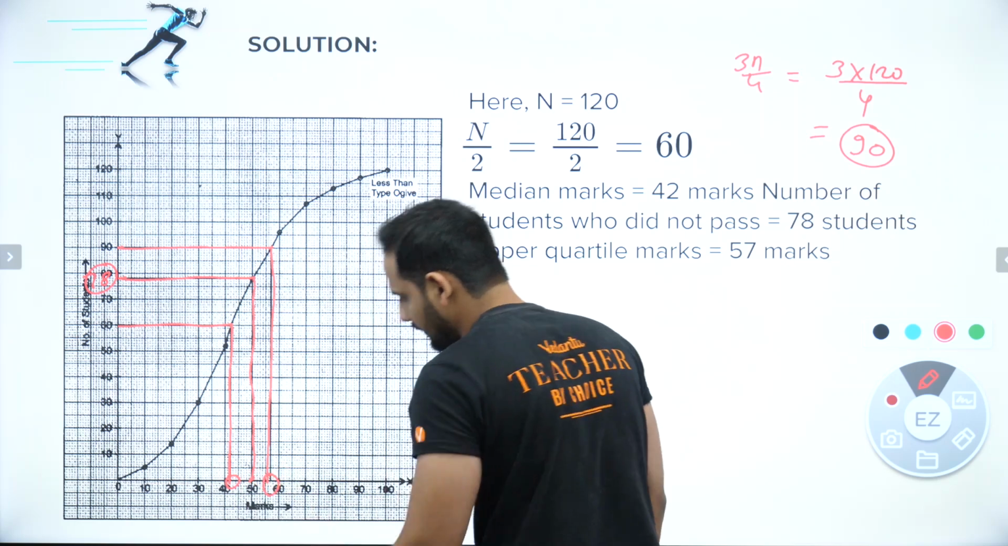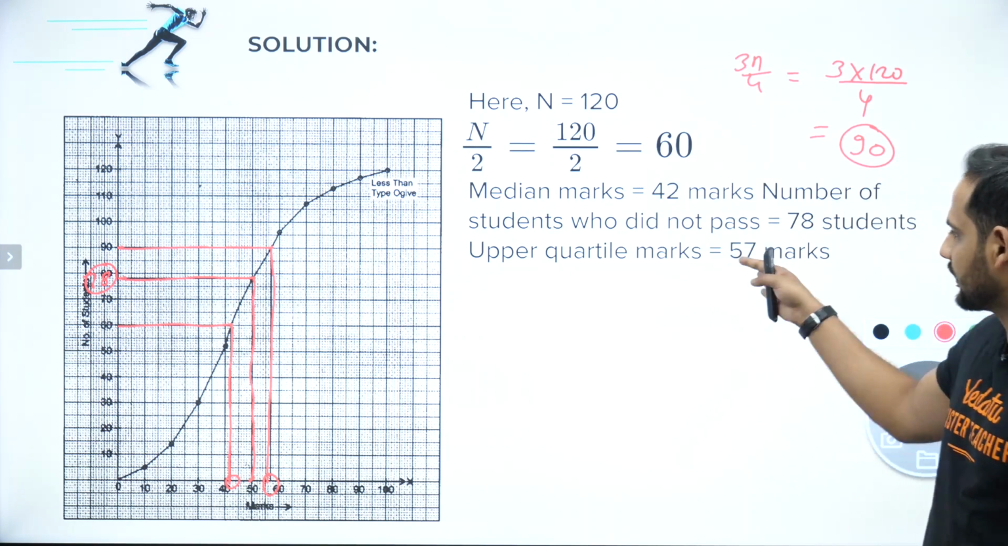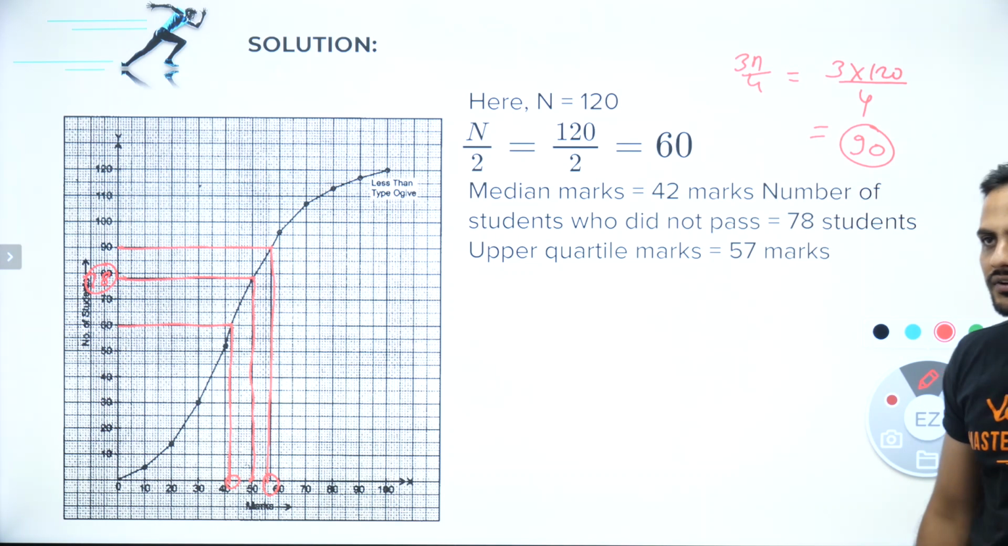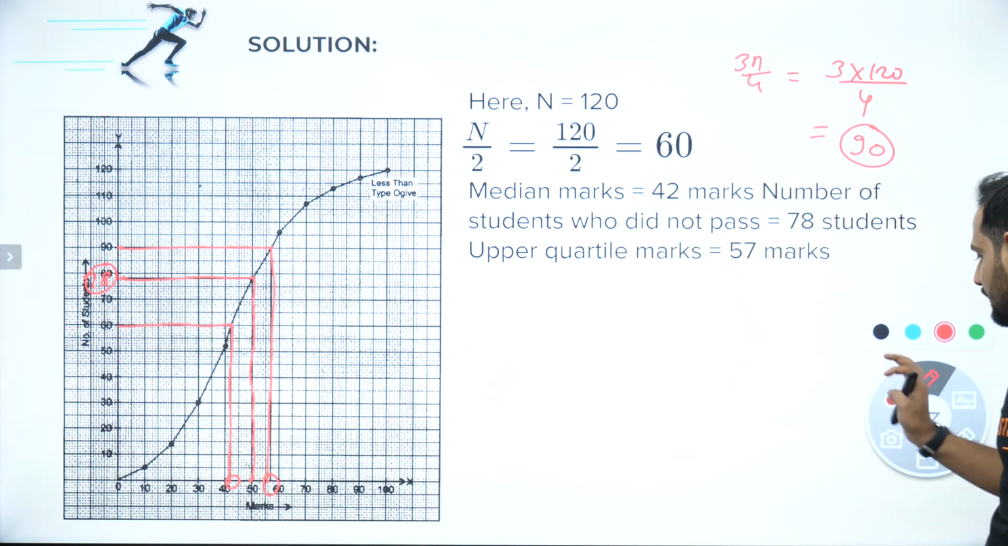It is intersecting somewhere here between 50 to 60, near to 55 something. So if you draw the graph carefully, you will get around 57 marks. So this is how you solve this question. Once you have made the table and drawn the graph, the questions are very easy, trust me.